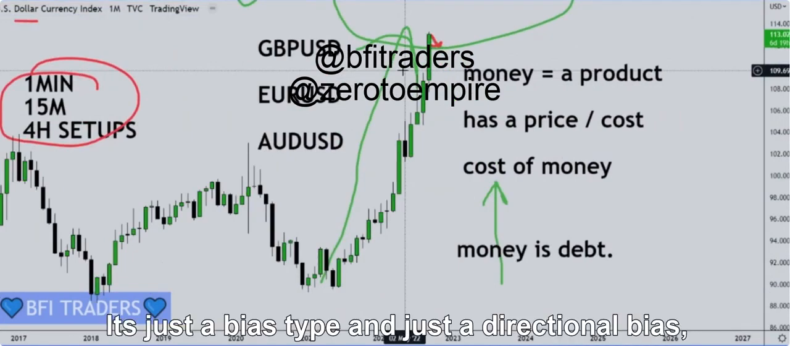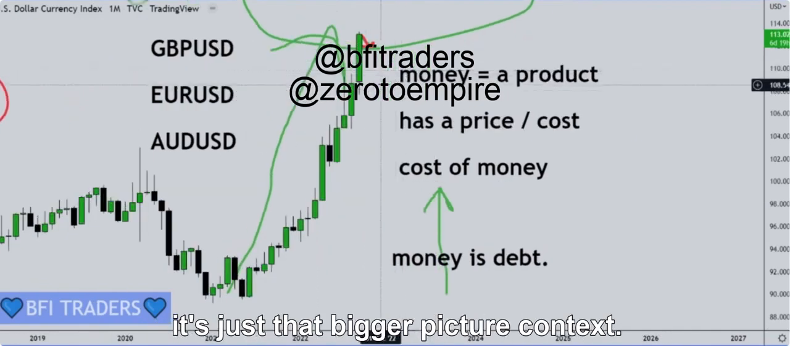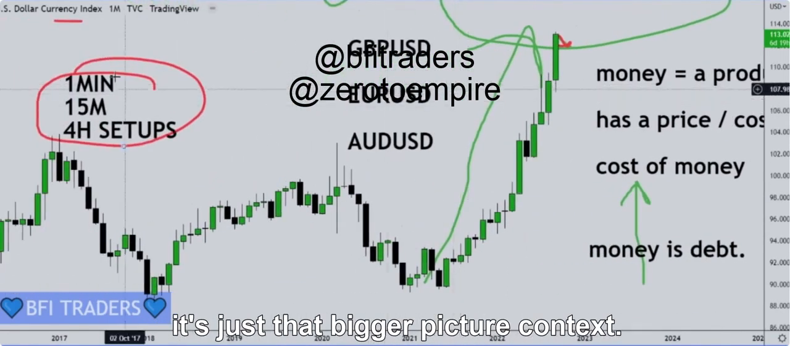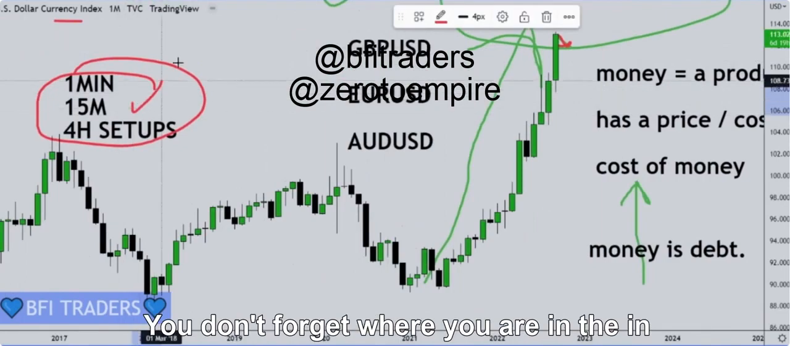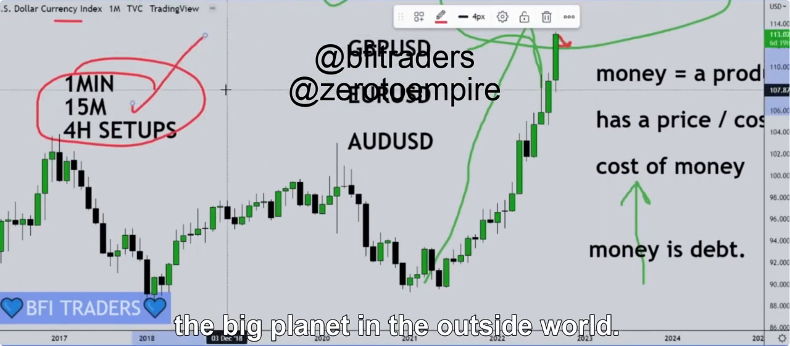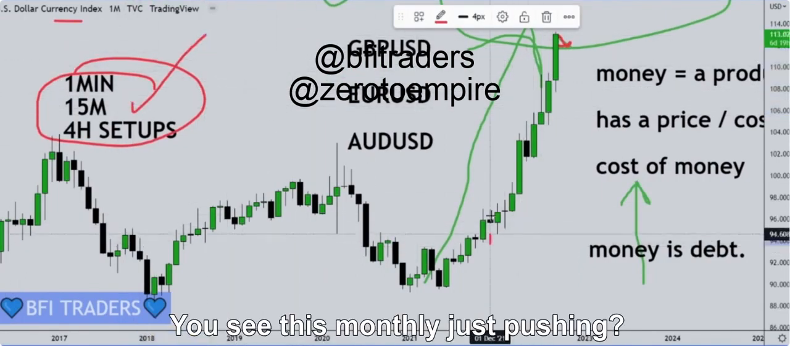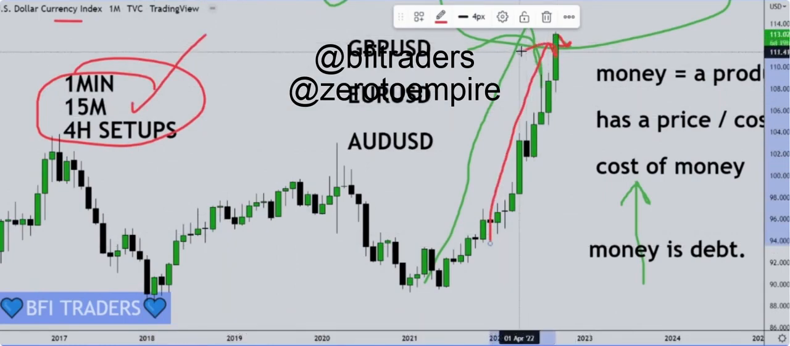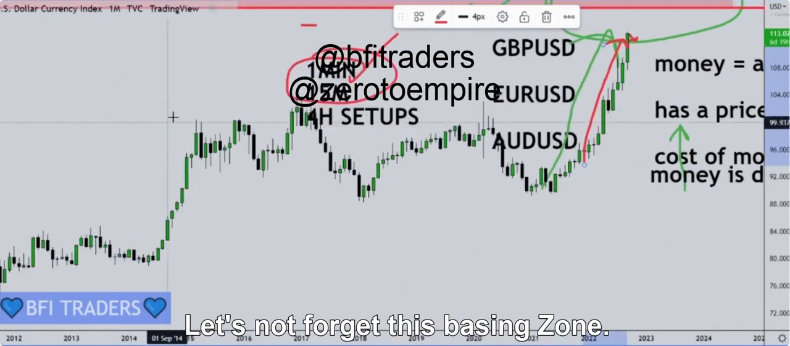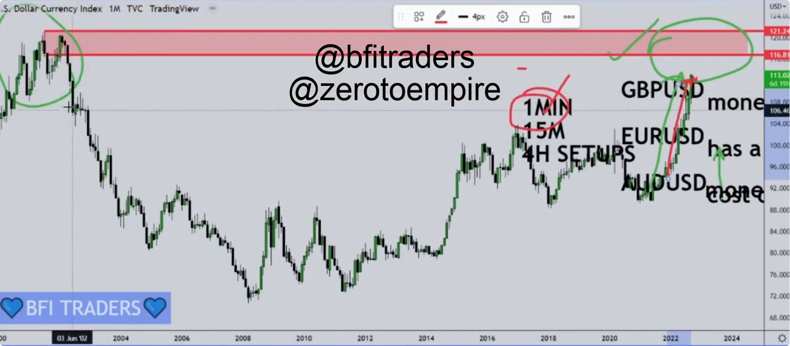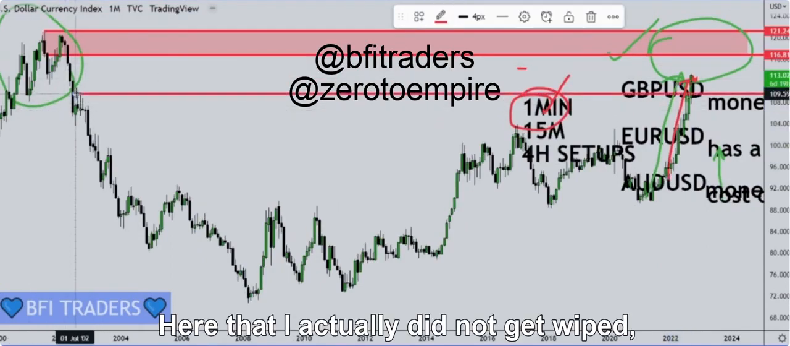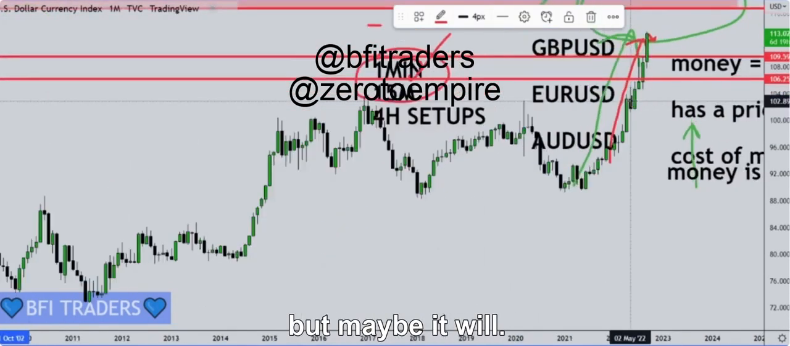Okay, this is on the monthly picture. It's just a bias type. It's just a directional bias. It's just that bigger picture context. So you go do this little stuff, you don't forget where you are in the big planet in the outside world. You see this monthly just pushing. Let's not forget this basing zone here that actually did not get wiped, but maybe it will be.